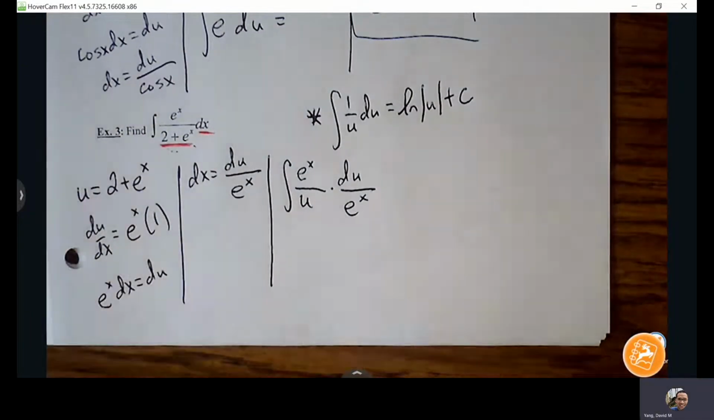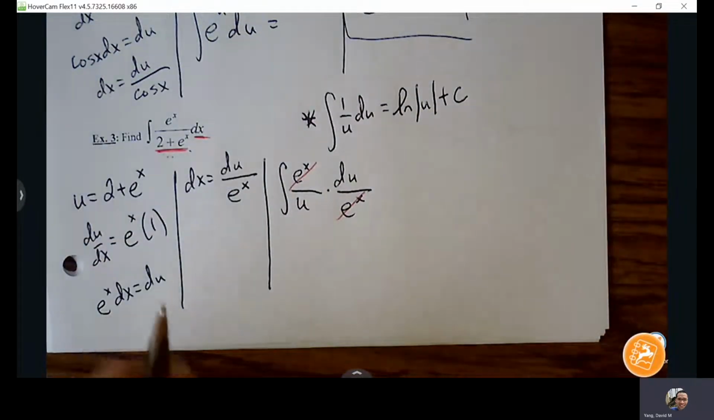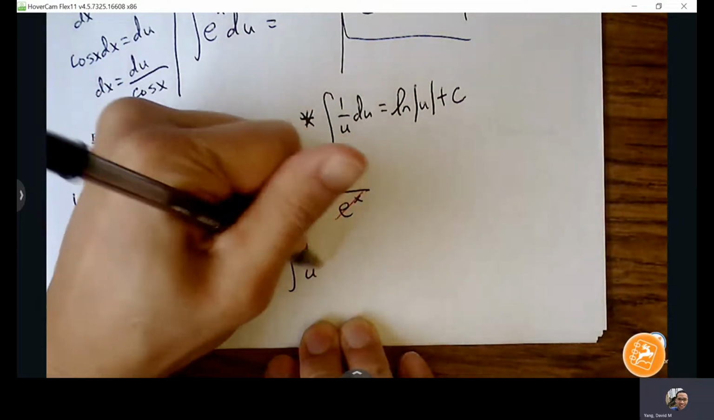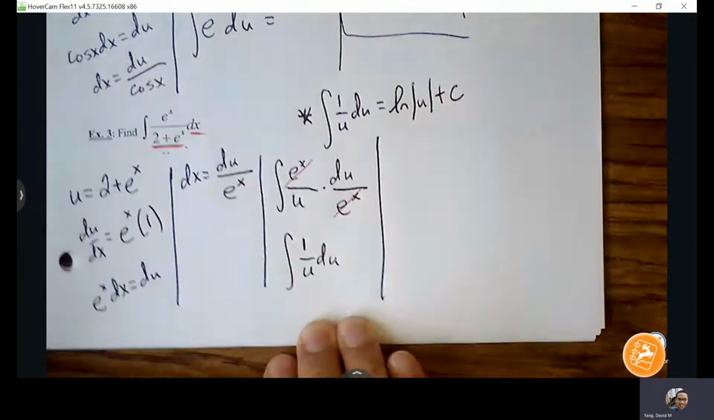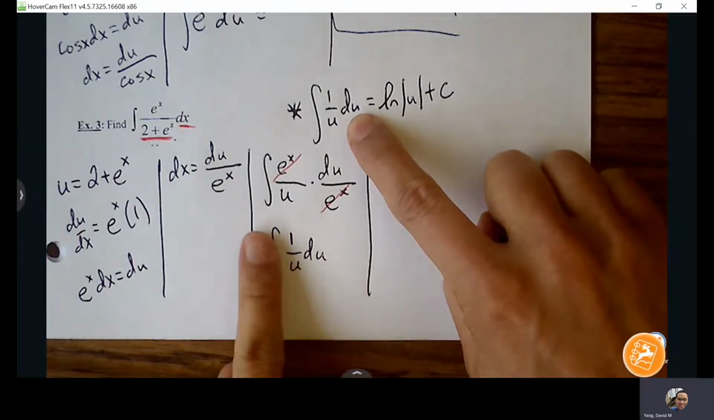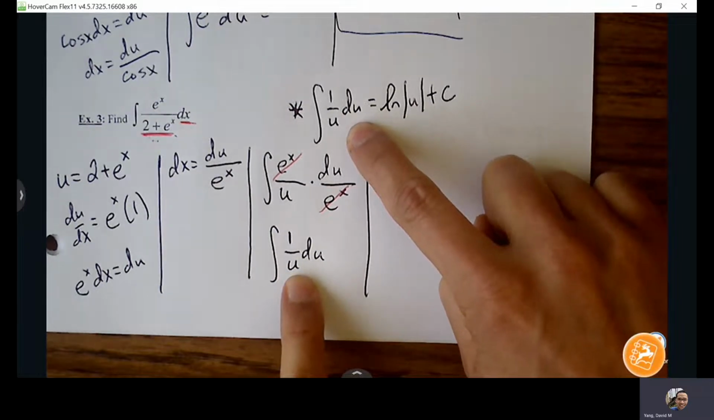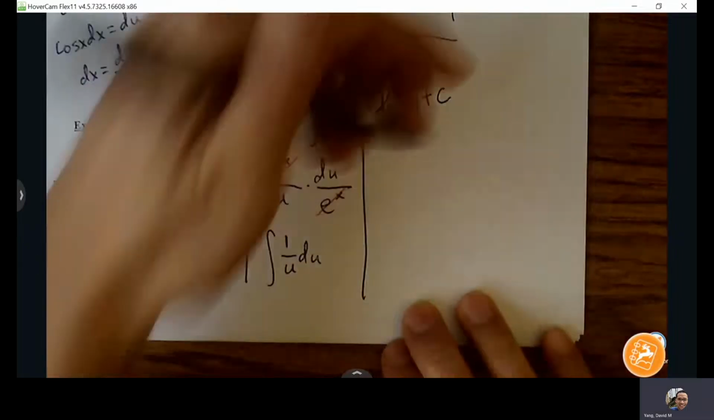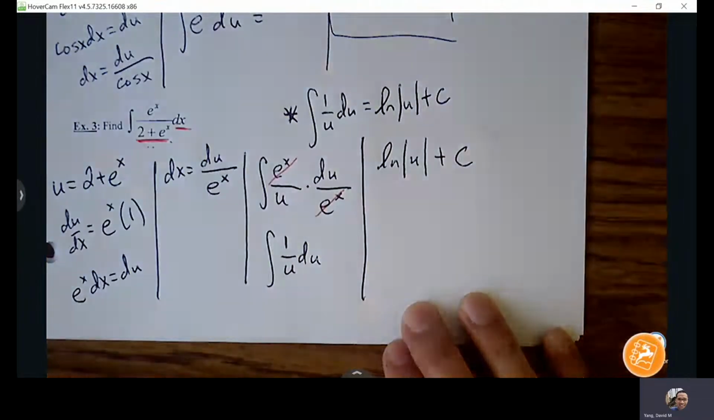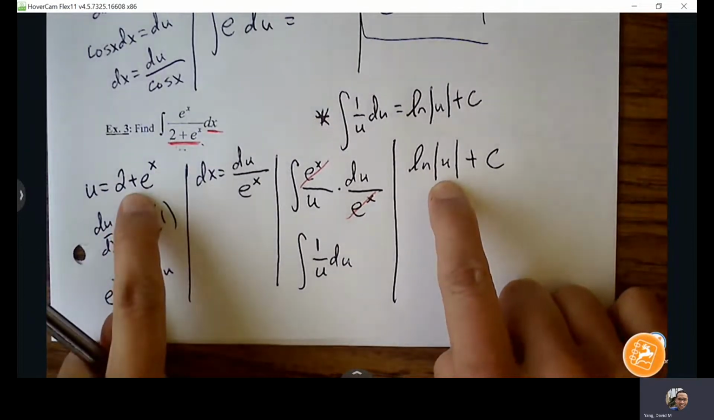Yeah, e to the x cancels, and it needs to look exactly like the rule that we want to use. We can't improvise. We can't have any changes. I mean, we can have coefficients out in front, but after that, it needs to match to the letter, and it does. So now we can apply our antiderivative rule, natural log absolute value of u plus c. We have our antiderivative, and then bring your original variable back.